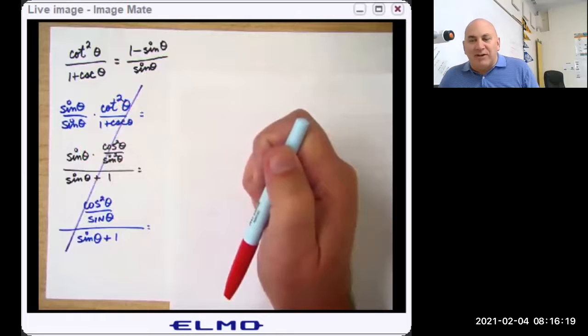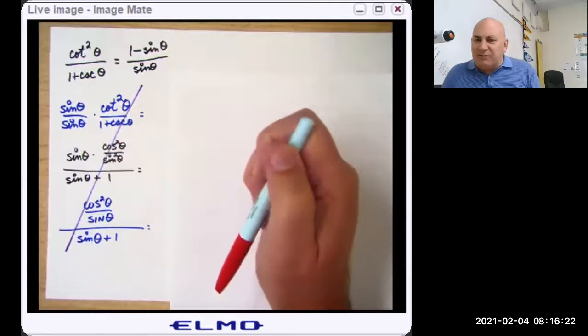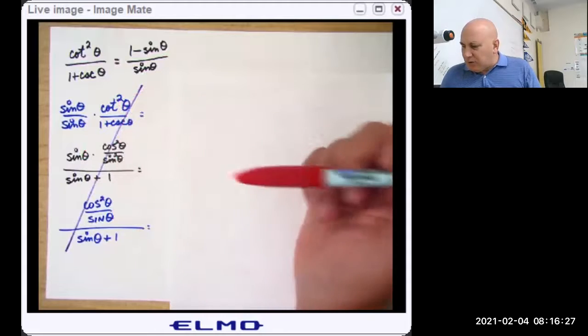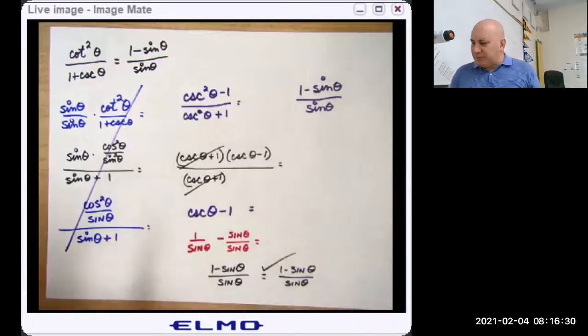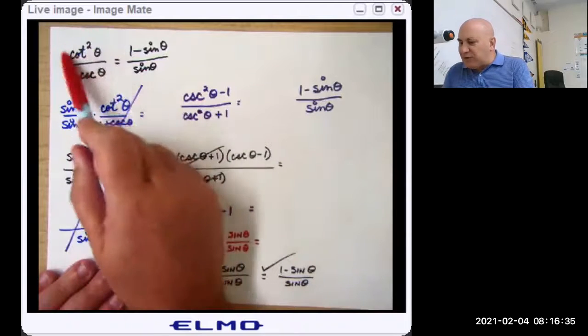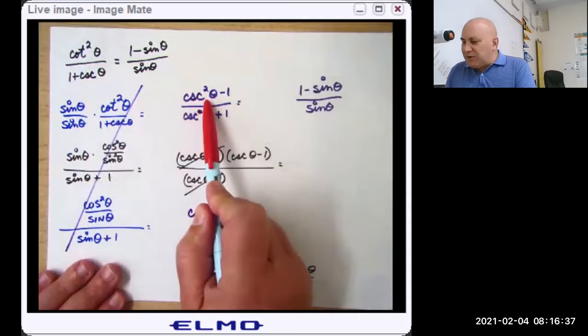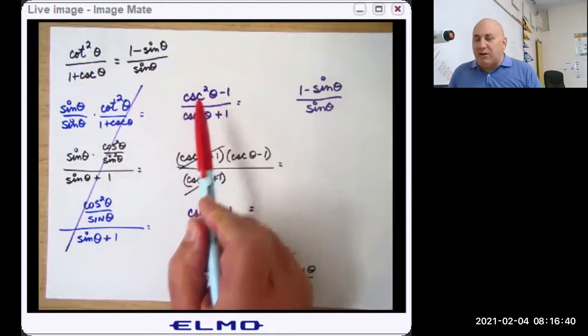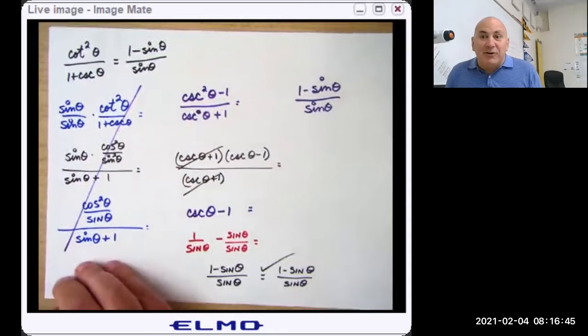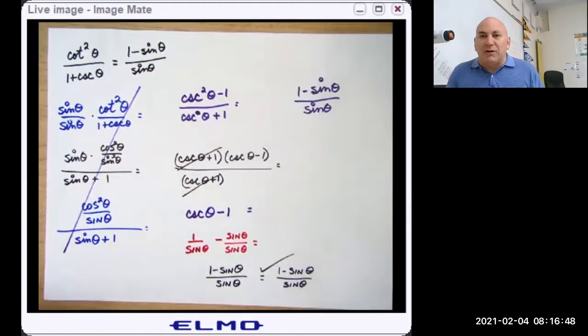That was step 5 on page, what was it, 357? Try something. This didn't work, so we had to try something else. And what I did here is I replaced cotangent squared theta with cosecant squared theta minus 1. If you're not sure where that came from, look at the 3 Pythagorean identities. The first one obviously is sine squared theta plus cosine squared theta equals 1. Look at the other 2.